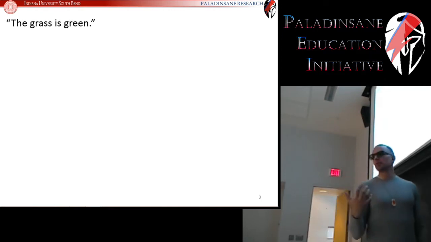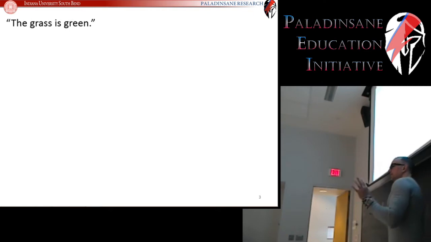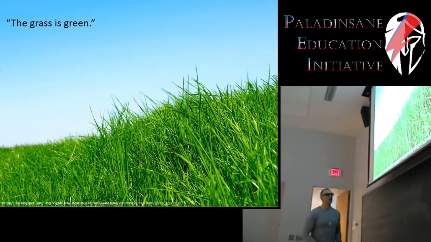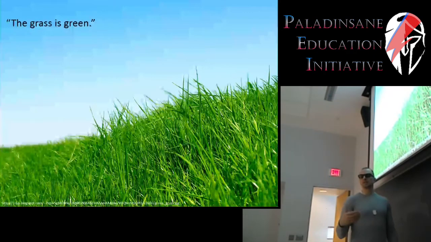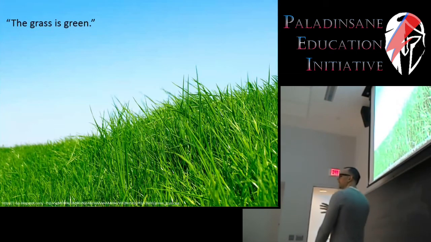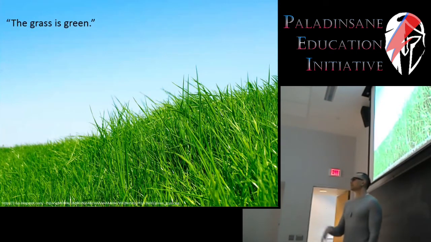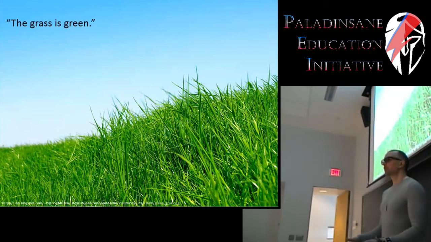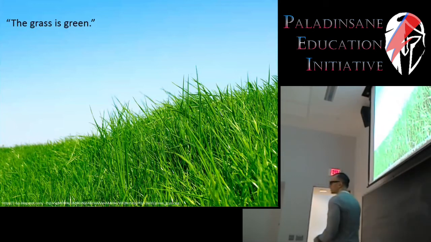We'll start off with a literal one. If somebody told you, oh, the grass is green, we all know what that means. We've been taught what that means since elementary school. This is an example of a literal statement. This is literally telling you that the grass is actually green. There's grass out there, it's green, it's meant to be interpreted exactly as it is.